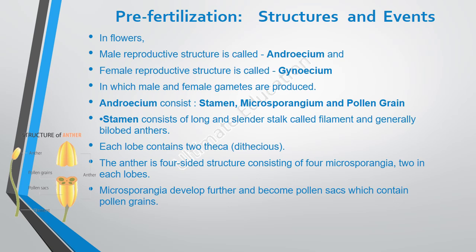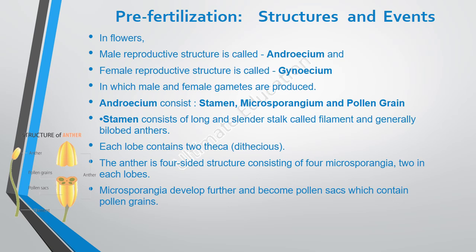Now we discuss the different stages in sexual reproduction in flowering plants. The first stage is the pre-fertilization stage. Here we are going to study the structure and the other events which take place in sexual reproduction. The flower consists of the male reproductive structure, which is called androecium, and the female reproductive structure, which is called gynoecium, as I told you in my previous slide.